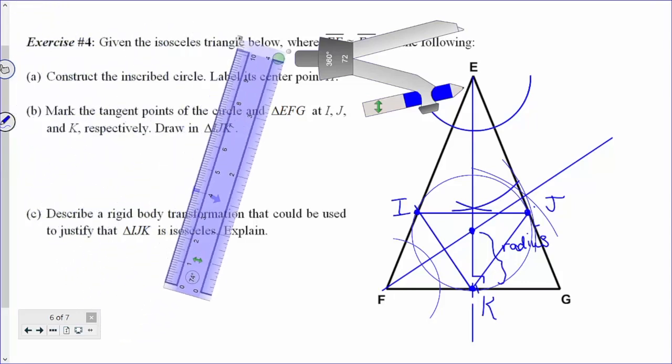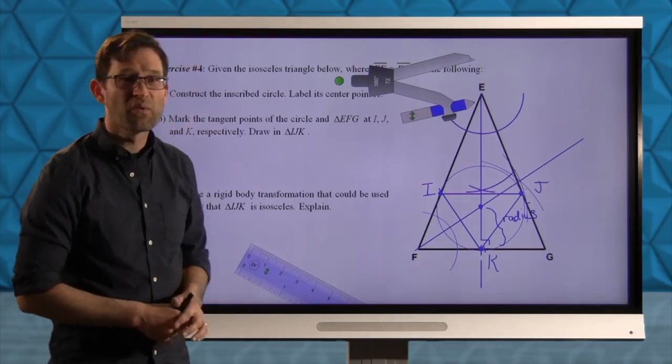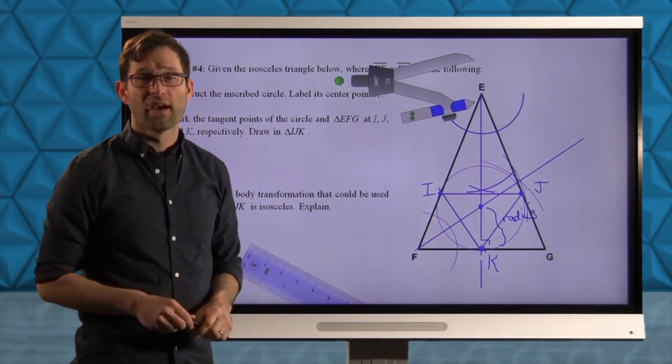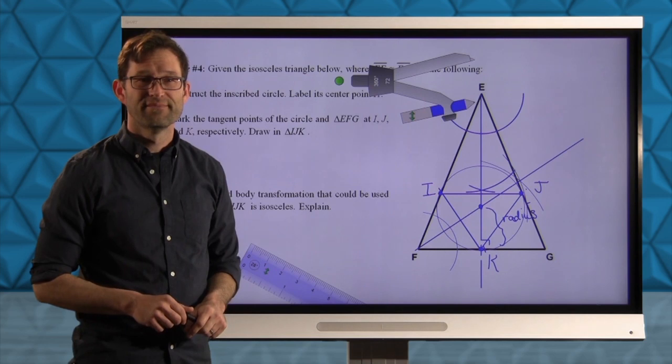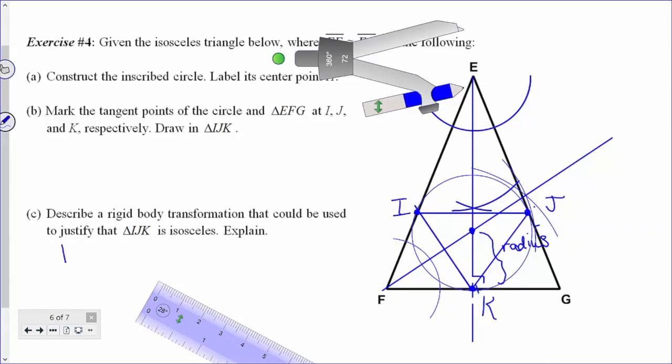And then the final part of this problem, letter C: describe a rigid body transformation or a rigid body motion or a rigid transformation, lots of different ways to say it, that can be used to justify that triangle IJK is isosceles. Explain. So what do you think? What could we use to justify that the triangle that we just drew, IJK, is isosceles? All right, let's talk about it. We can use a reflection.